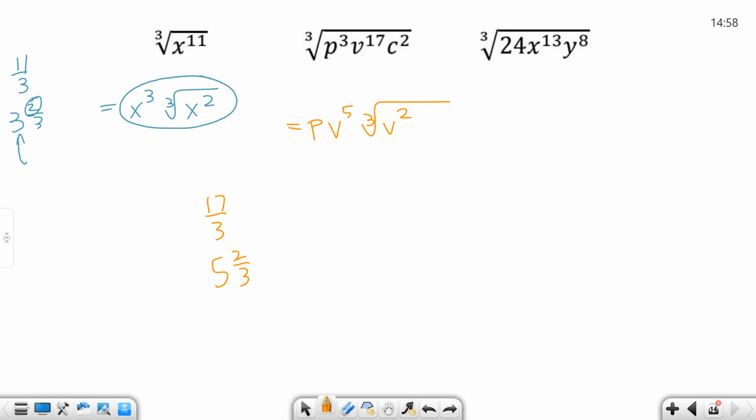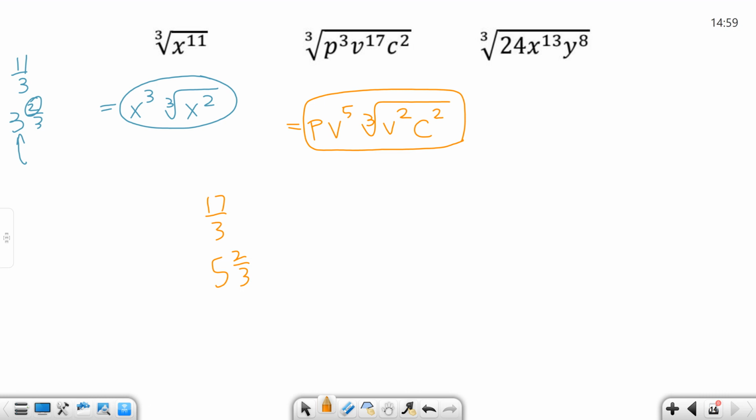And then what about c squared? Is this number bigger than my index 3? No. So can any c's come out? No. 3 doesn't go into 2, so you just leave your 2 c's in there. So your c squared. So p v to the 5th times the cube root of v squared c squared.